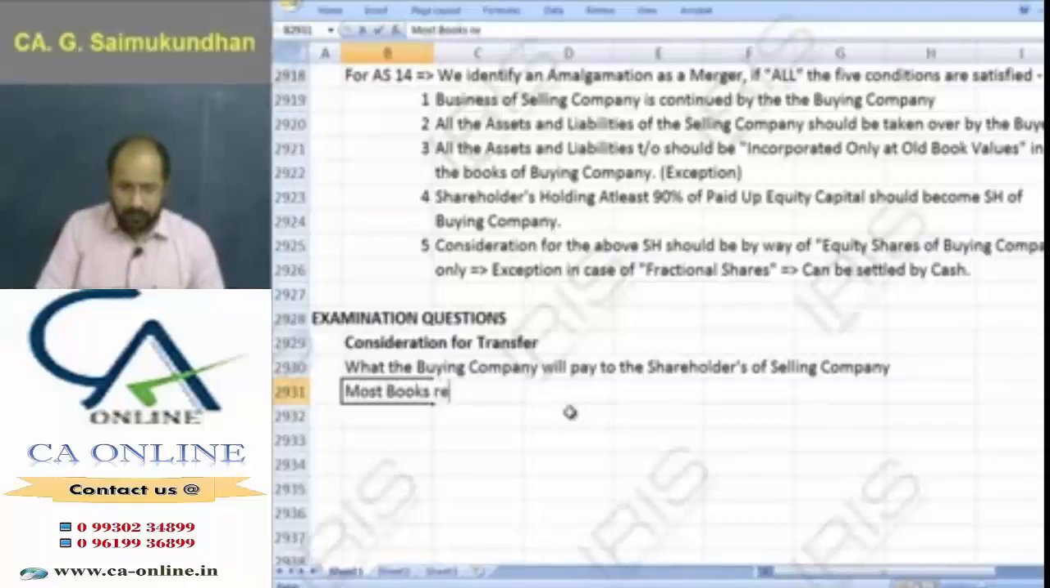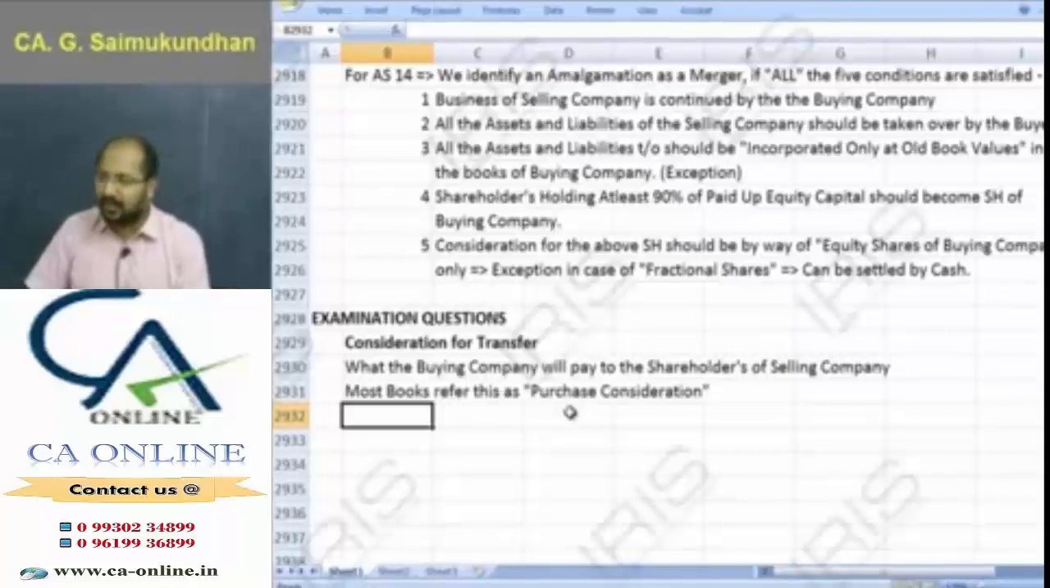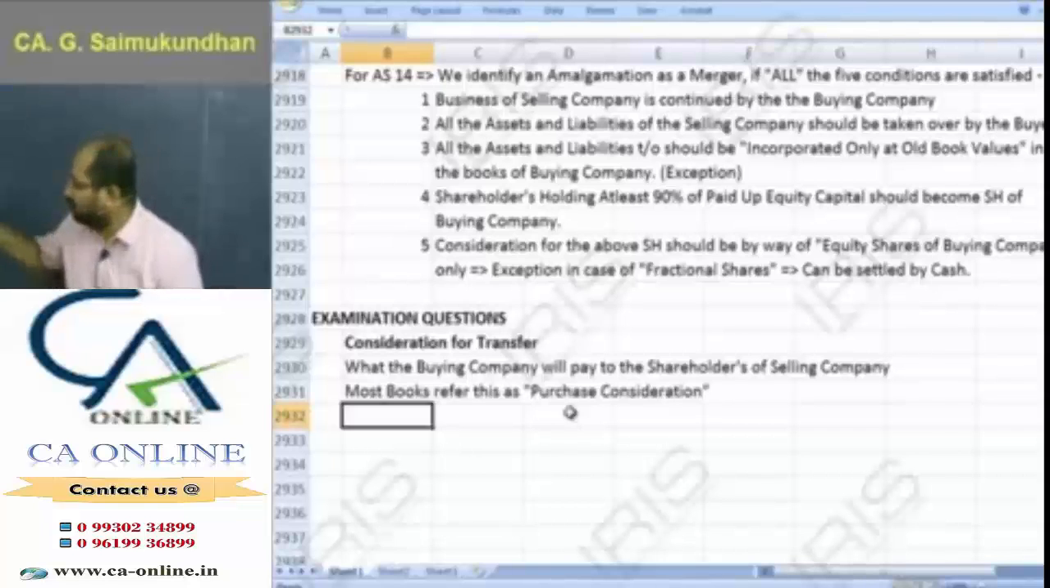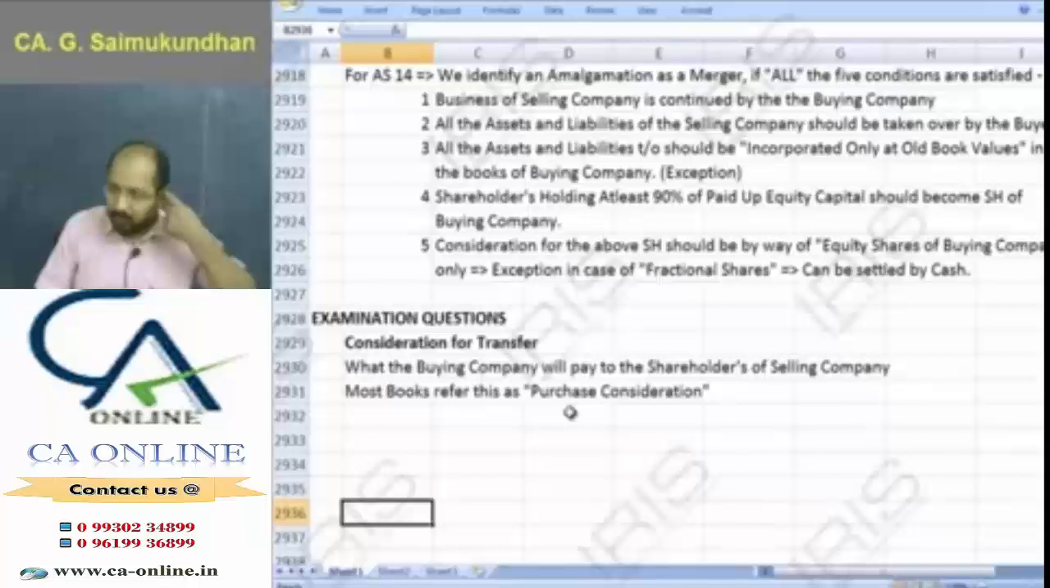Most books refer to this as purchase consideration. I refrain from using this as purchase consideration. I will use it only as consideration for transfer. Again, thanks only to a classroom interaction. Purchase consideration, students started asking, why can't I call it sales consideration from seller's perspective? You can use it that way also if you are really interested. No panchayat, we will use a simple little phrase, consideration for transfer. The consideration for transfer is arguably the most important working as far as any amalgamation discussion is concerned.